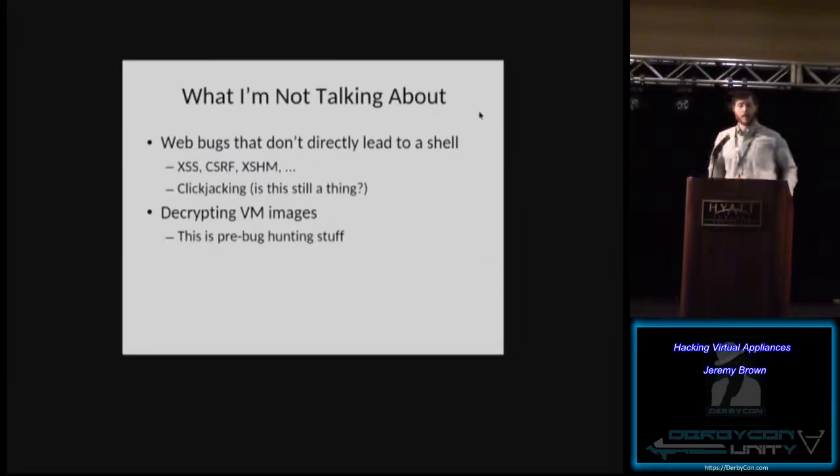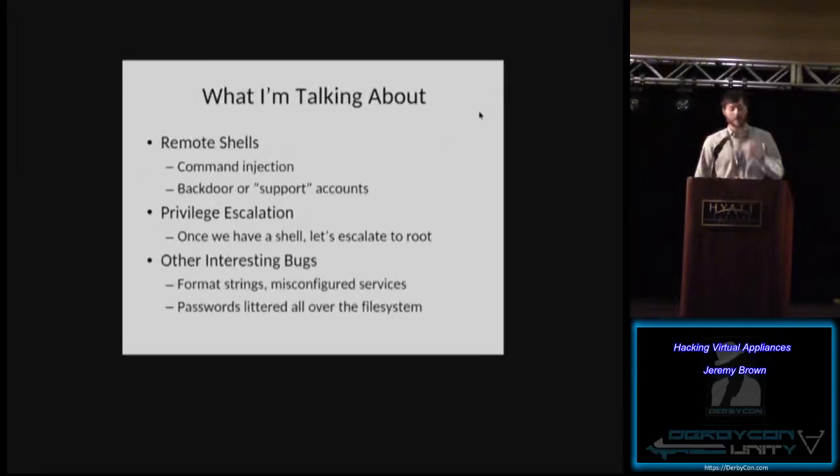So first of all, what I'm not talking about. I'm not talking about web app bugs that don't directly lead to a shell. Also not decrypting VM images. This is stuff you need to look at or have the keys for before you start looking for bugs. What I'm going to be talking about is remote shells. I mean, that seems to be everyone's favorite thing too. Command execution through various different ways, command injection, backdoor accounts, and then once we have a shell, if it's not already root, escalating to root. And then some other interesting bugs too you'll see along the way.